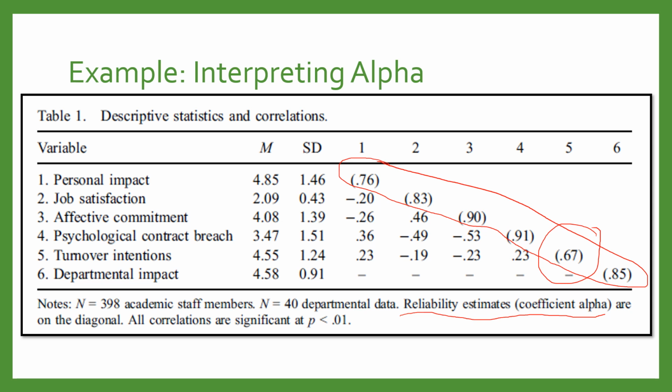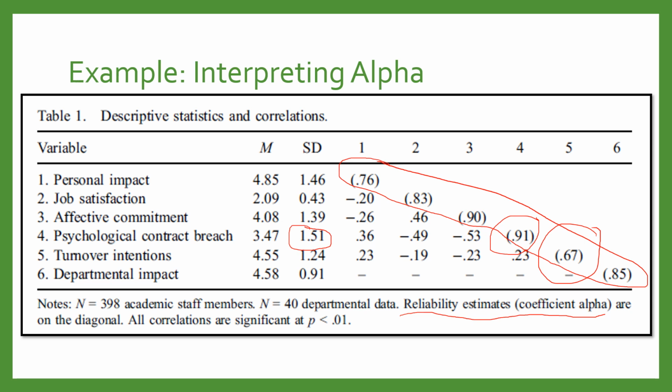Psychological contract breach, if we look here, variable 4, overall it has the highest Cronbach's alpha. So that means that the measure for psychological contract breach had the most consistent responses within each person. Interestingly, psychological contract breach had the highest standard deviation though. So if you look, it had the highest standard deviation, but also the best alpha.